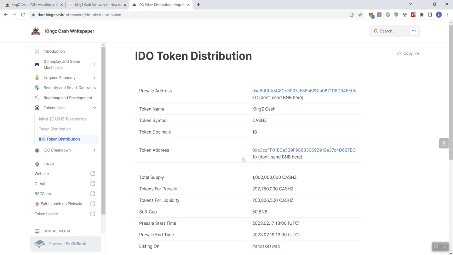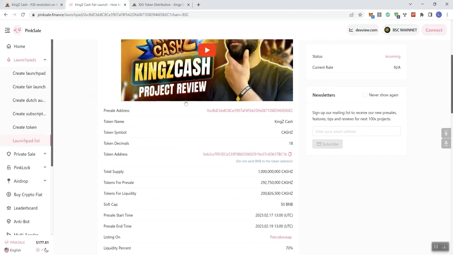So looking here, we see that this is going to be the token address, and it says don't send BNB here. I don't know why, because if this is the token address, this is where you would actually send BNB. So let's go ahead and take a pause real quick. I just want to make sure this lines up with what we're seeing on PinkSale in terms of the CA. If we take a look over here at PinkSale, you can see the pre-sale address.